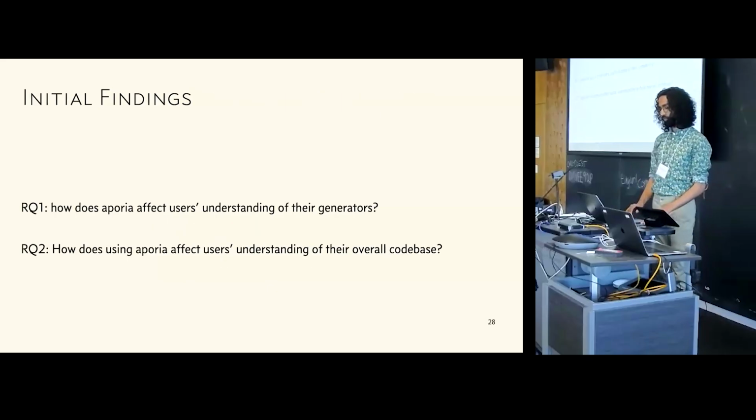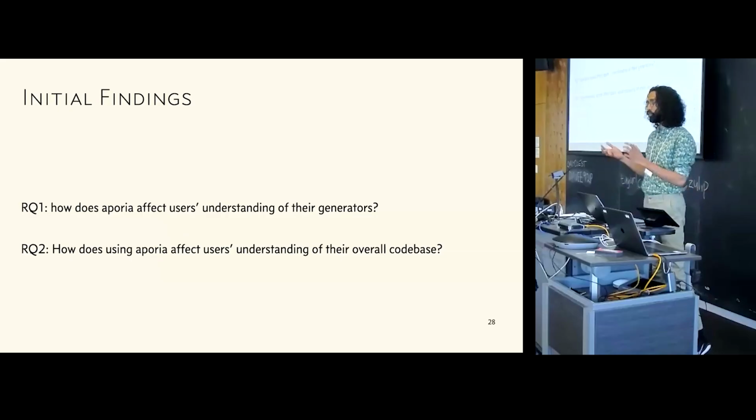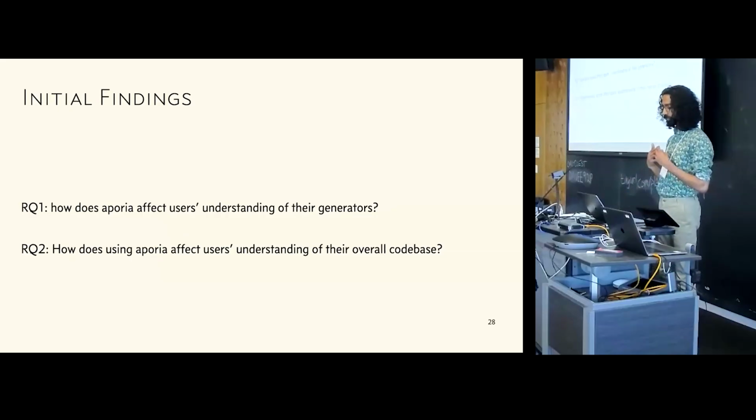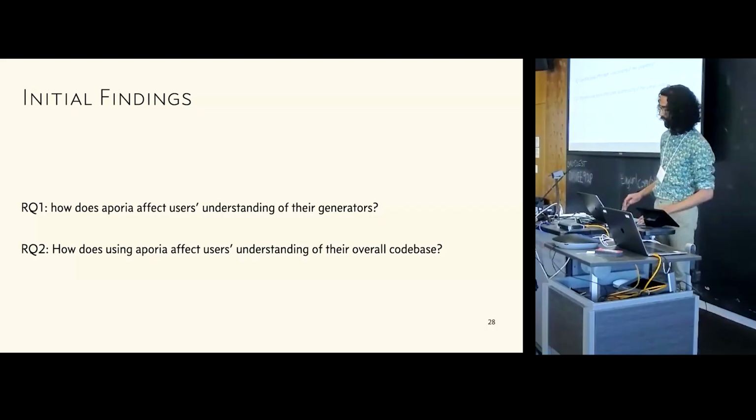So we asked a couple of research questions. First, we asked how Aporia affected users' understanding of the generators they produced. And second, how it affected their understanding of the code base overall. Given our small sample size, it's really hard to form any conclusions, but I'd like to offer a couple of high-level observations, and I'm going to talk a little bit about a new iteration of this study that we're working on that I'd love to get your feedback on.